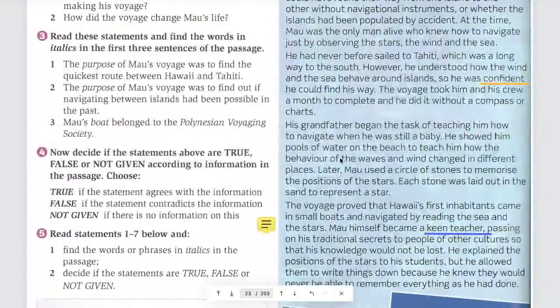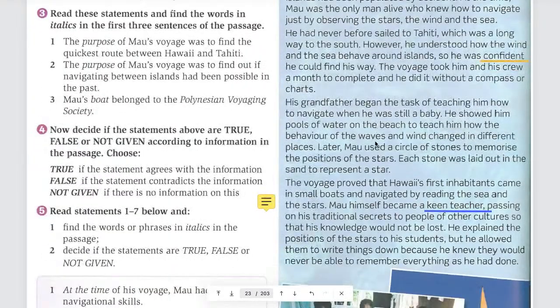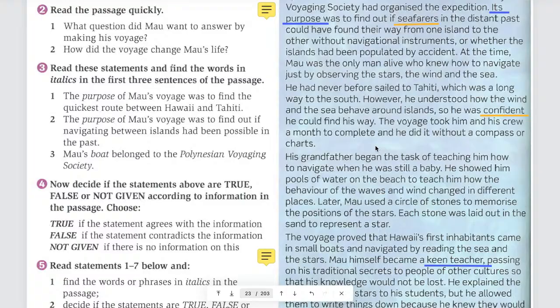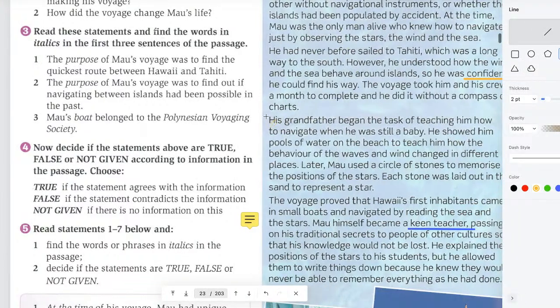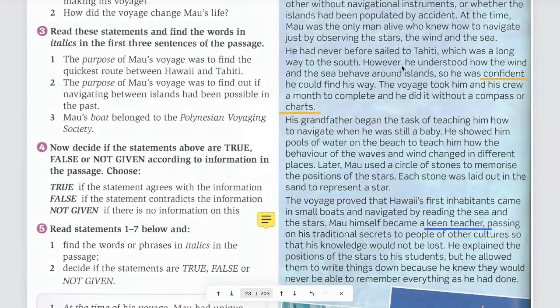Charts. Where is that? I don't know. Guys, tell me. It's the last line, the last word of paragraph 1. Yes, charts, right? Chart means like a chart where you explain something. Yeah, like a map. Like a map, yes. So the voyage took him and his crew a month to complete, and he did it without a compass or charts.